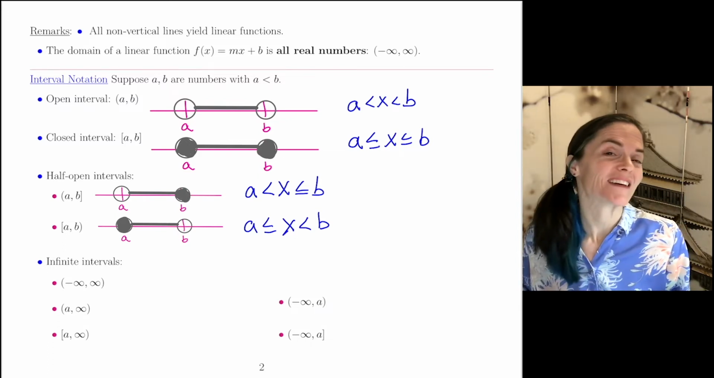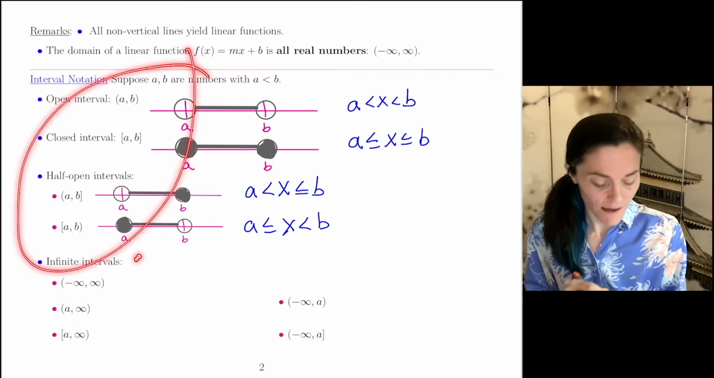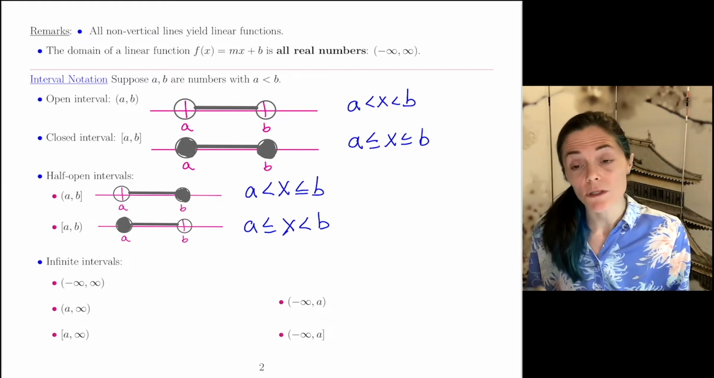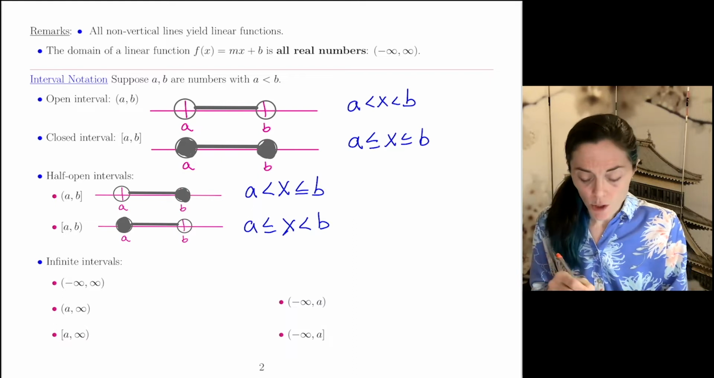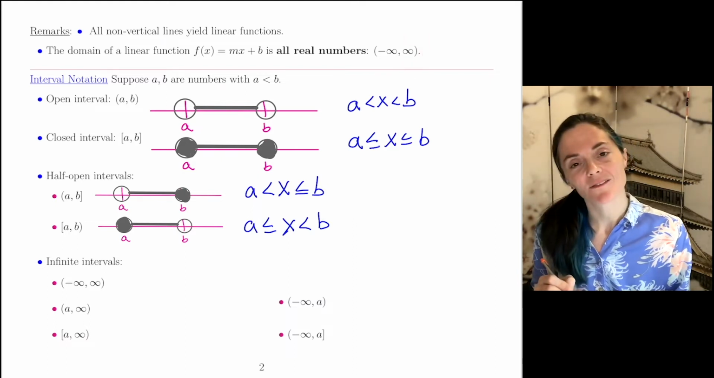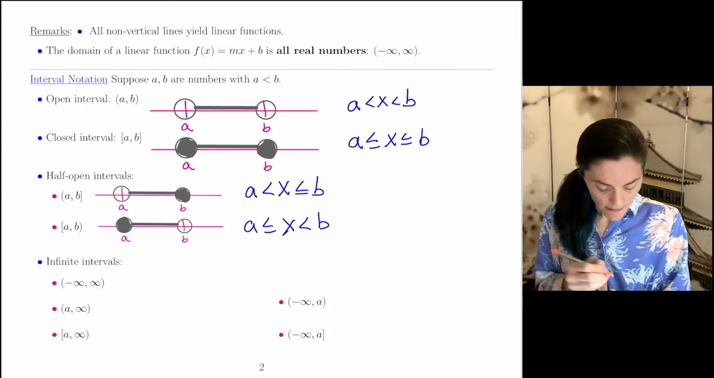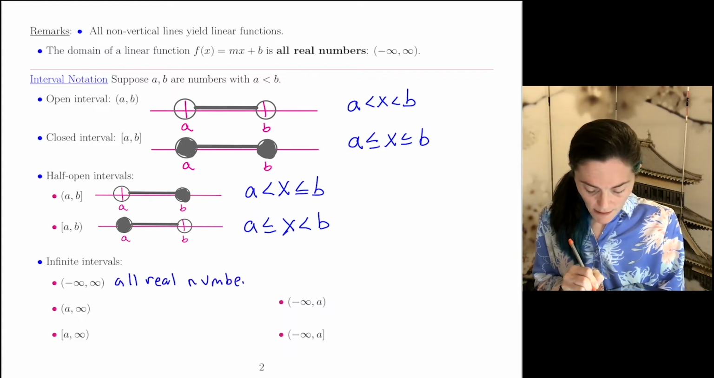Without a doubt, you'll be doing this in calculus. It's important that we understand the differences in these types of intervals. Now, we also have infinite intervals. Note that infinity is not a real number, and so you will never have closed at infinity because that wouldn't make sense. But this is all real numbers, just as we saw above, minus infinity to infinity.